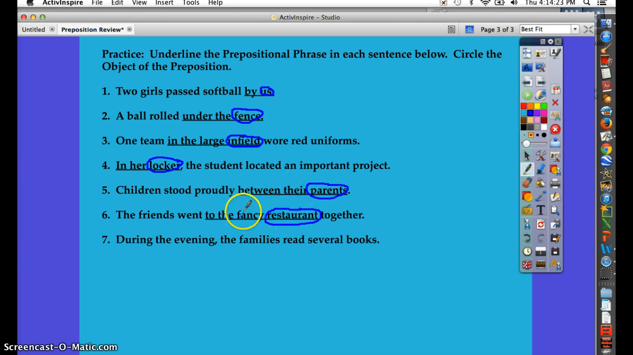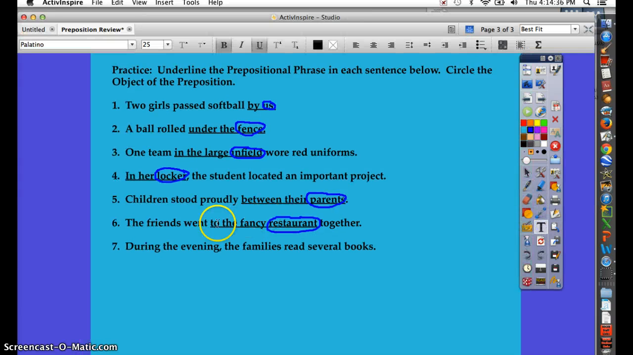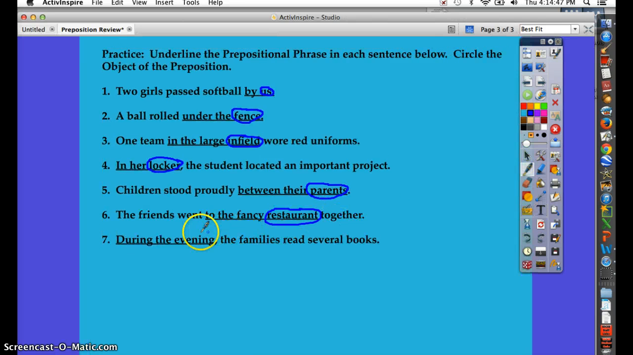Notice how we don't include the adjectives, the possessives, or the articles with the object of the preposition. It's just going to always be that noun or pronoun, typically the last word of the prepositional phrase. And then 7, during the evening, the families read several books, or read several books it could be. During the evening would be the prepositional phrase, and evening would be the object of the preposition.